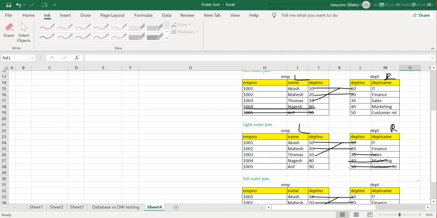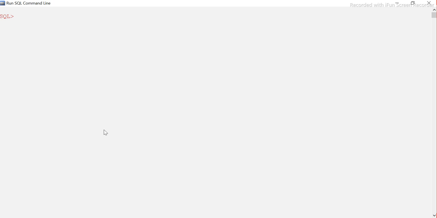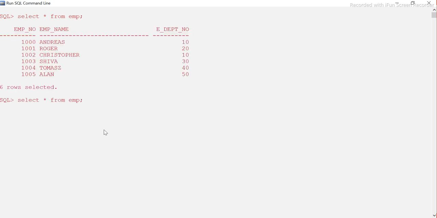Okay, let's go directly to SQL. I have two tables already: EMP and DPT. You see that I have intentionally used D underscore department number in the department table and E underscore department number in the employee table, because I just want to distinguish them. I don't want to keep the same name, because I don't want to use aliases and all. That's the reason.